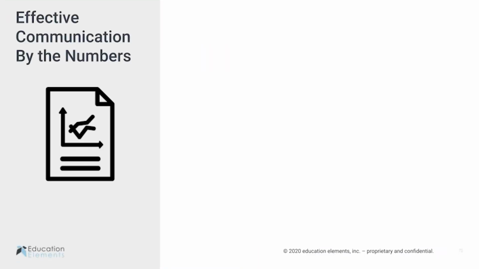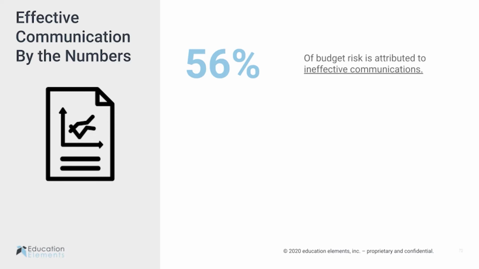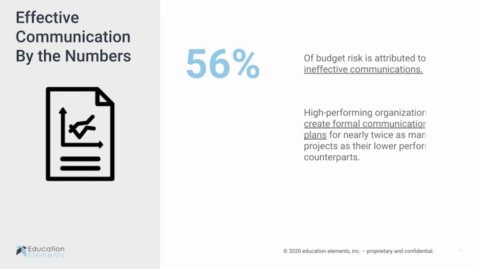So what are some potential pitfalls that might surface when you fail to communicate effectively? Here's some data that reveals some of those potential effects. According to a study completed by the Project Management Institute, 56% of the portion of project budgets that deal with mitigating risk is attributed to ineffective communication. They also found that high-performing organizations create formal communications plans for nearly twice as many projects as their lower performing counterparts.